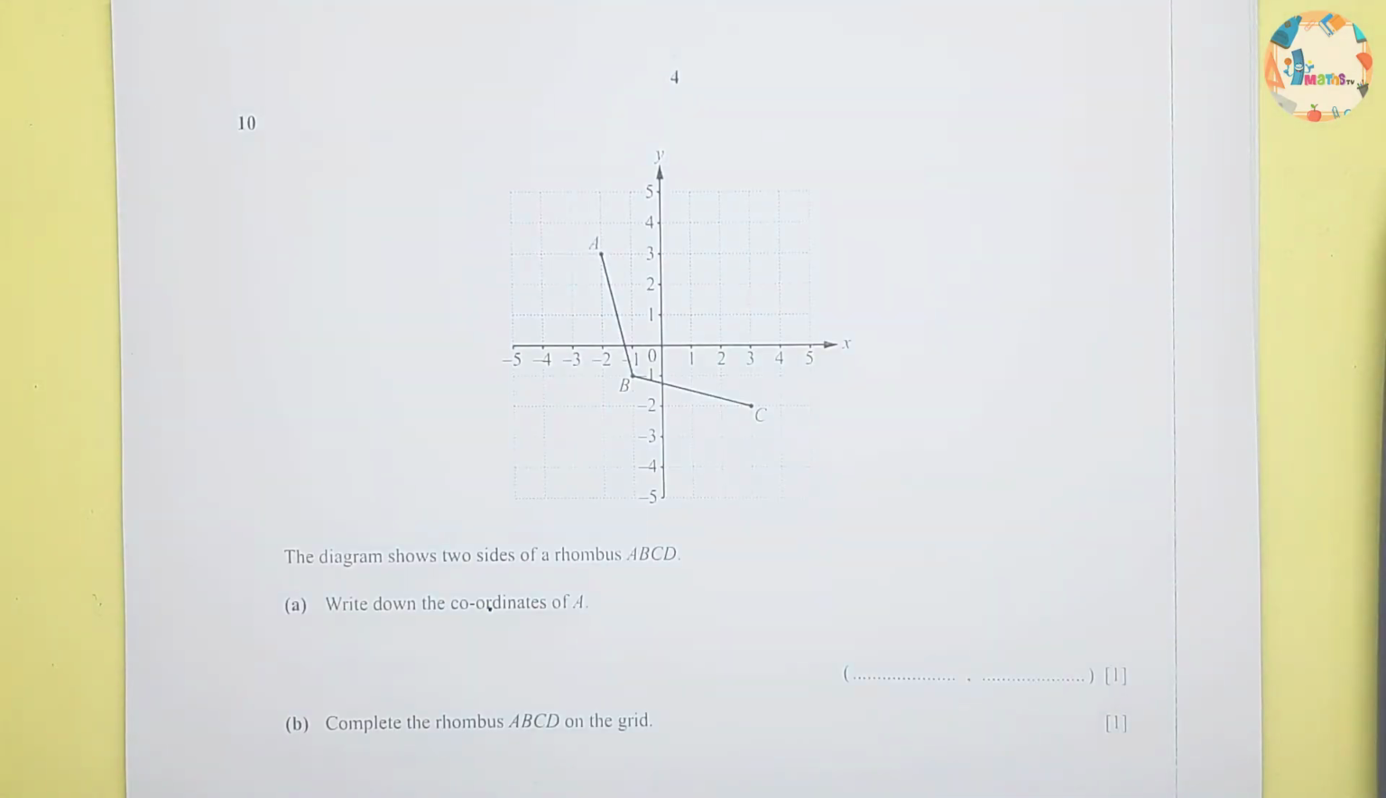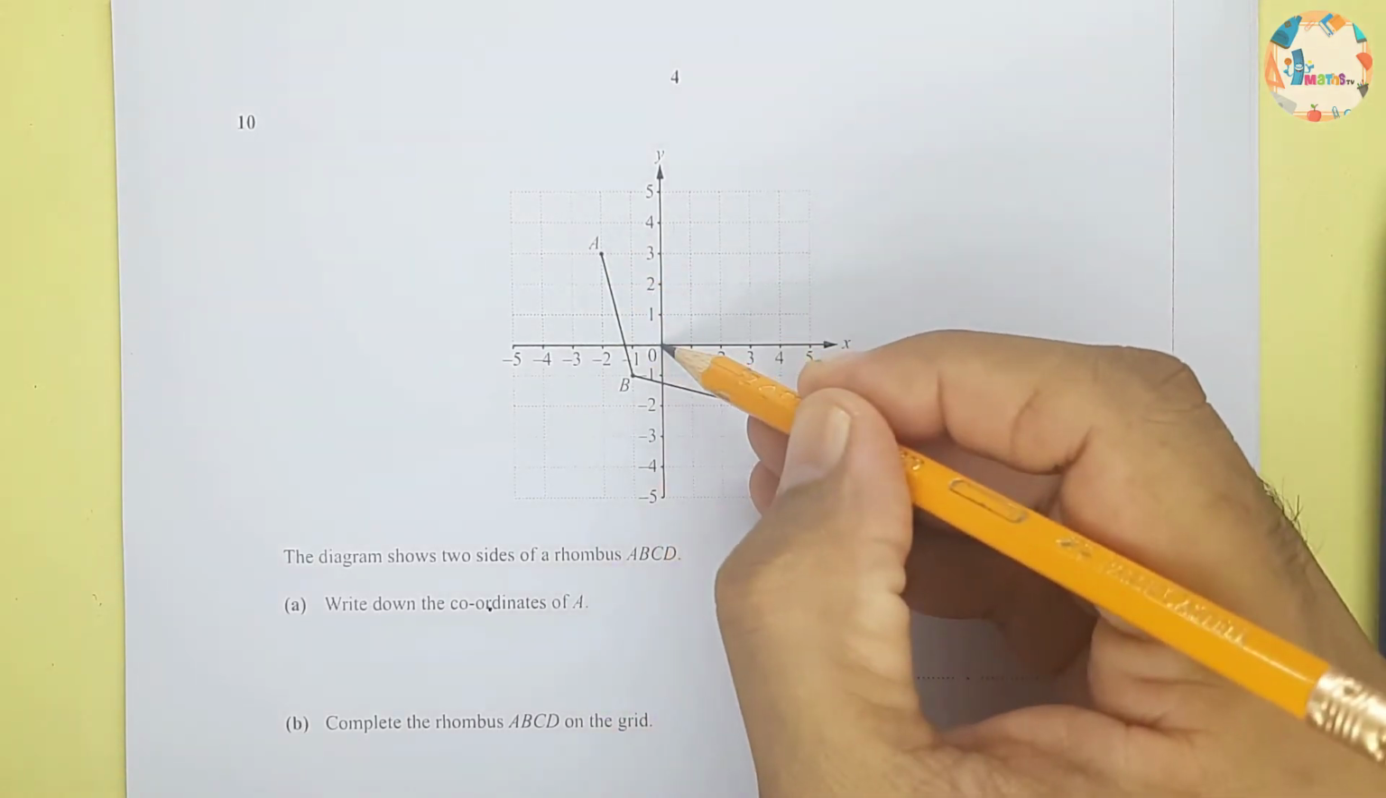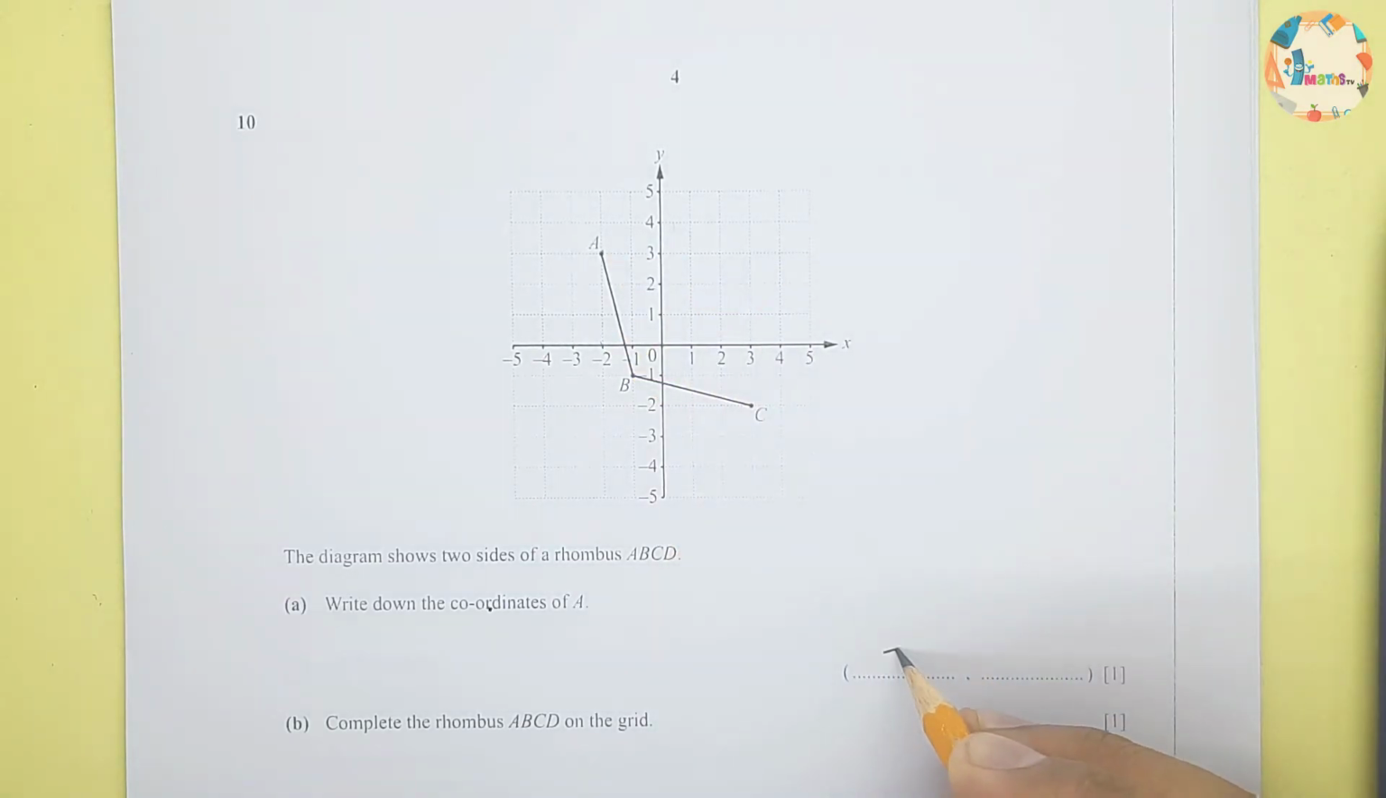Now question number 10. The diagram shows two sides of a rhombus ABCD. Write down the coordinates of A. A is this one, so the x value will be minus 2 and the y value will be 3. So it will be minus 2 and 3. These are the coordinates. Then complete the rhombus ABCD on the grid.